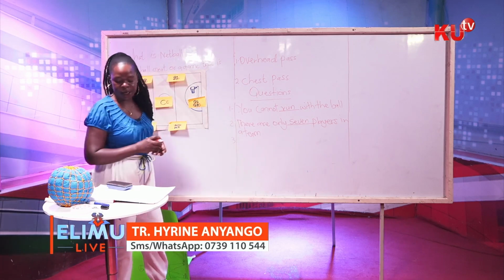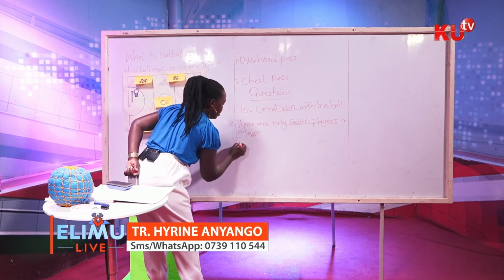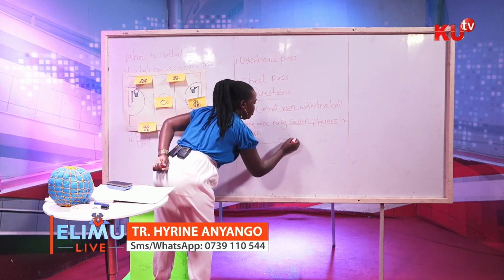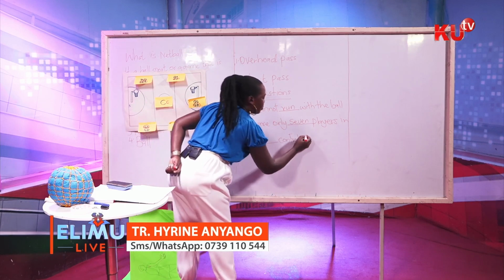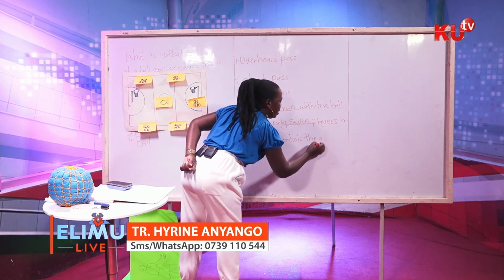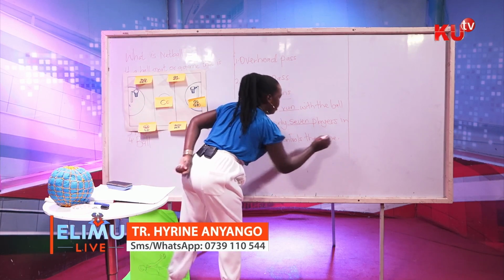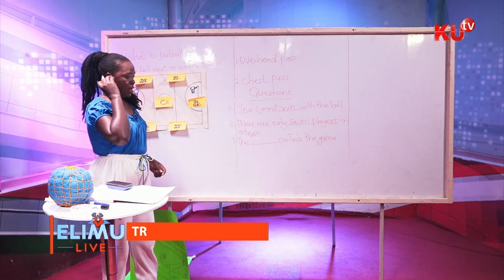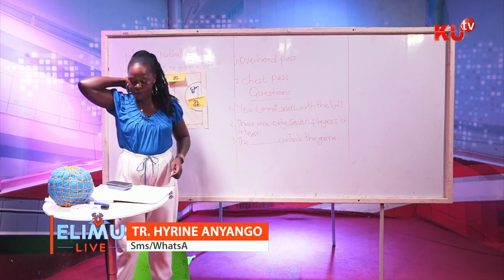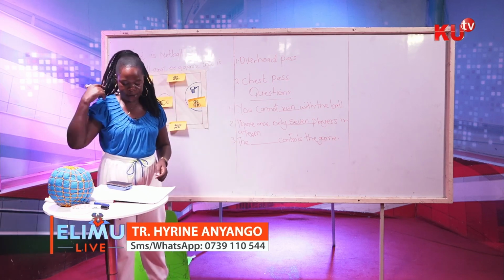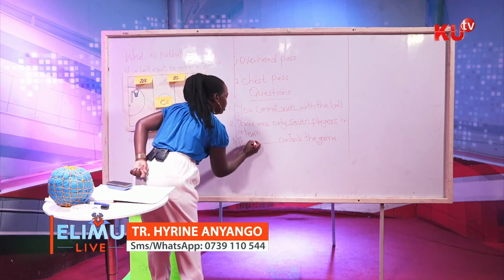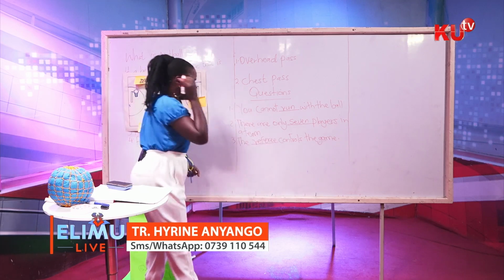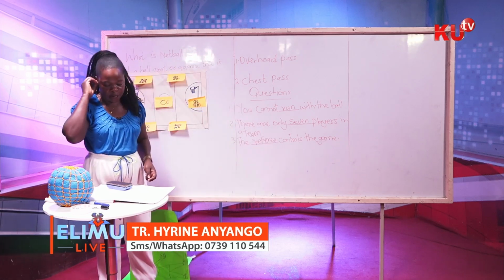Number 3, the referee controls the game. So who controls the game? As I said earlier, the person who controls the game is the referee. The referee controls the game.